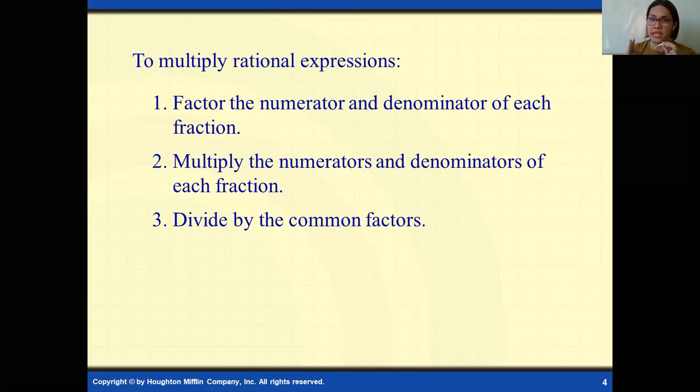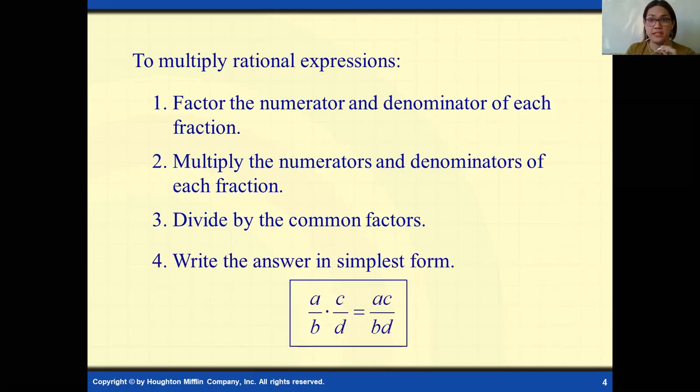After writing the numerator and denominator in factored form, we will look for factors that are common and then cancel it or divide the common factors. Next, number four, write the answer in simplest form. We can be guided with the notation in the rational numbers that we had in grade 7 as this in multiplying rational expressions.